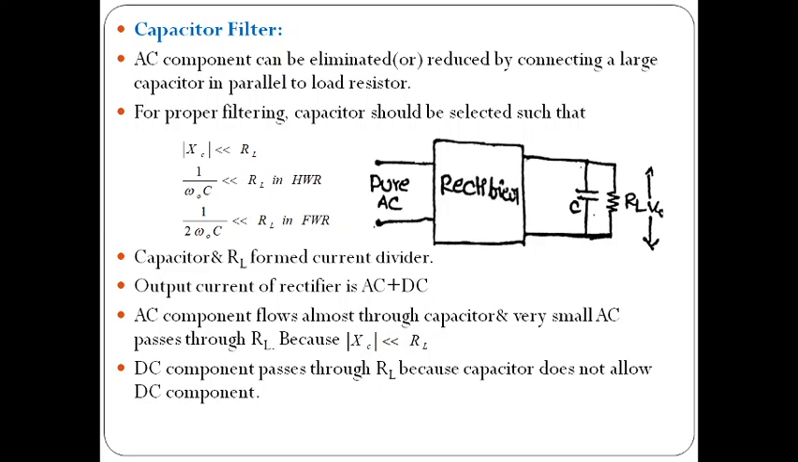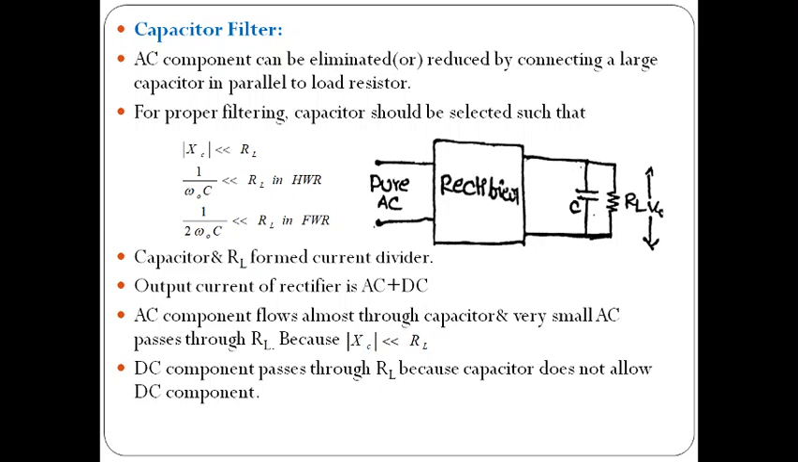Since the frequency of the AC component is high, the omega term is large, so the reactance is low. Due to the low reactance of the capacitor, AC current flows through the capacitor, and it does not allow the DC current. Why? Because when you apply DC, the capacitor is open circuited, so the DC moves through the load resistor RL.